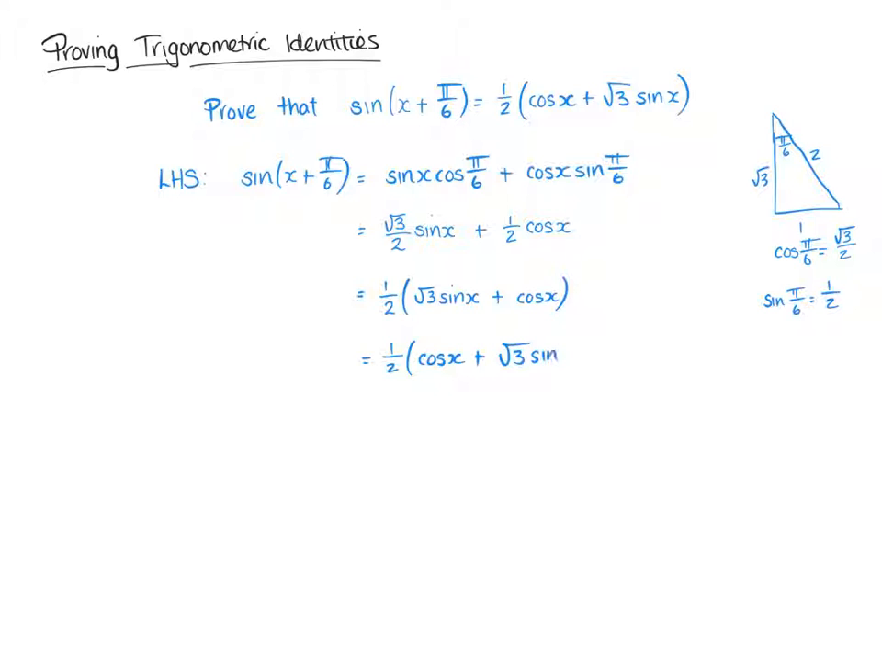And then we've proven it, so we can say that equals the right hand side. So therefore, proven, or QED is the other one. So you can just write QED at the end, which means I've proven that this is correct. But you have to state that they're equal at the end, okay?